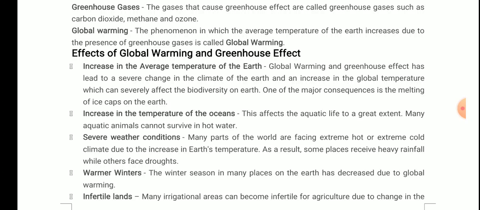Global warming. The phenomenon in which the average temperature of the Earth increases due to the presence of greenhouse gases is called global warming. As you all know, because of the greenhouse effect, the temperature of the Earth is increasing day by day, and because of that, it leads to global warming. So the phenomenon in which the average temperature of the Earth increases due to the presence of greenhouse gases is called global warming.